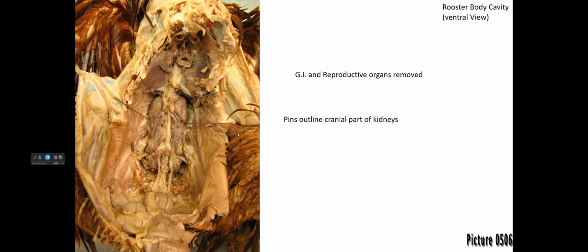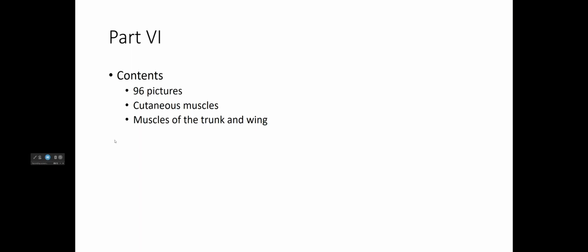In picture 506, the abdominal organs have essentially all been removed, save the avian kidney, which we can see here, and in this case the pins are outlining the cranial part. So the kidney, cranial part, middle part, and caudal part of the avian kidney. Part 6 contains 96 pictures of cutaneous muscles and muscles of the trunk and wing.